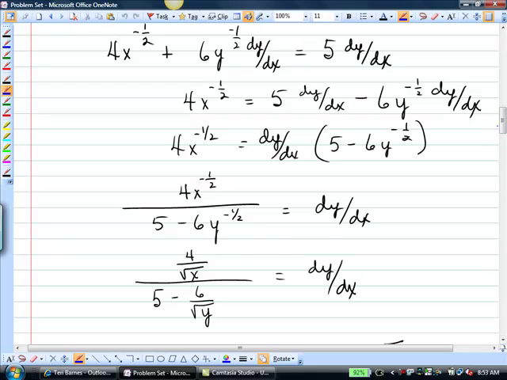Then we want to change it back to the other form with the radicals. Why do I have 4 over the square root of x?